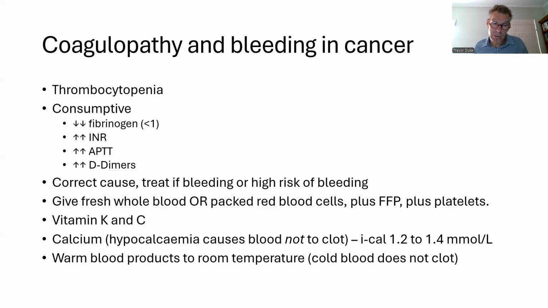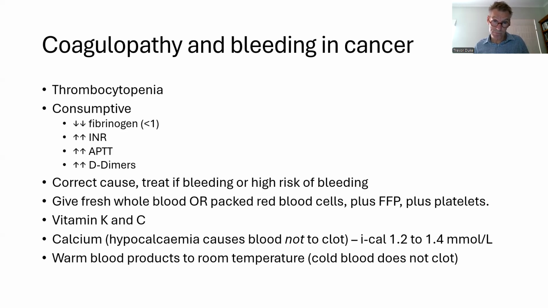For a child with a coagulopathy, if they're bleeding, give fresh whole blood. Or if you're giving packed red blood cells, it's not enough to give packed red blood cells. You have to give fresh frozen plasma plus platelets as well, and ideally FFP, platelets, and cryoprecipitate. The alternative is to give fresh whole blood, because that's got all the clotting factors in it, as long as it's fresh.